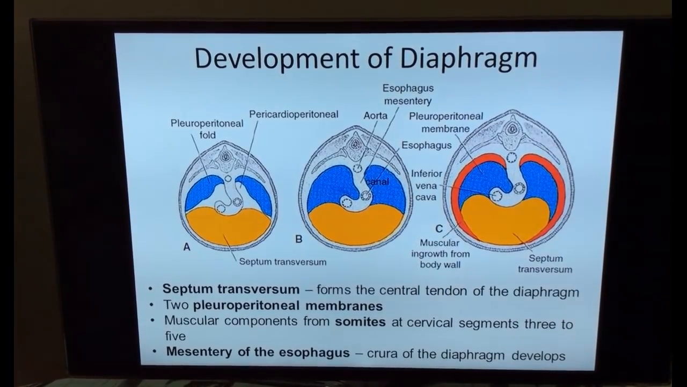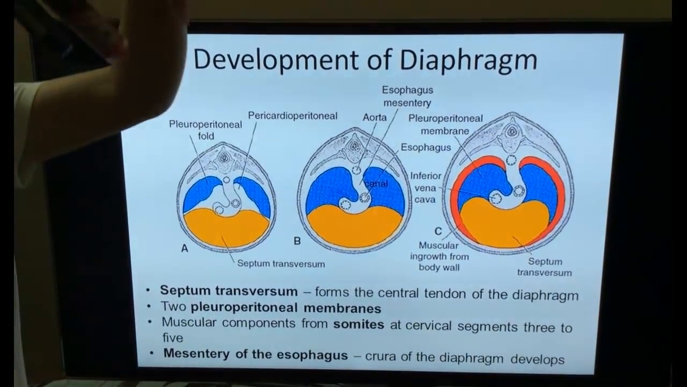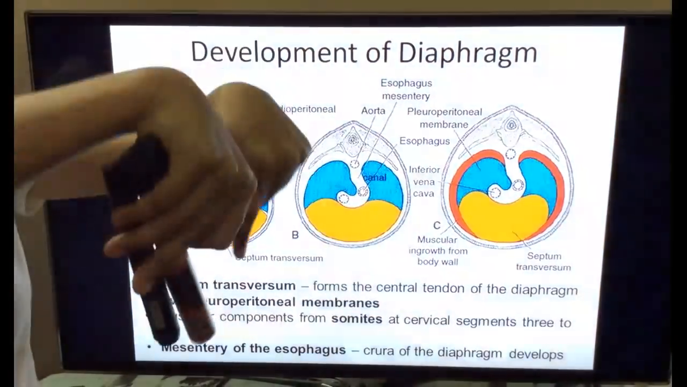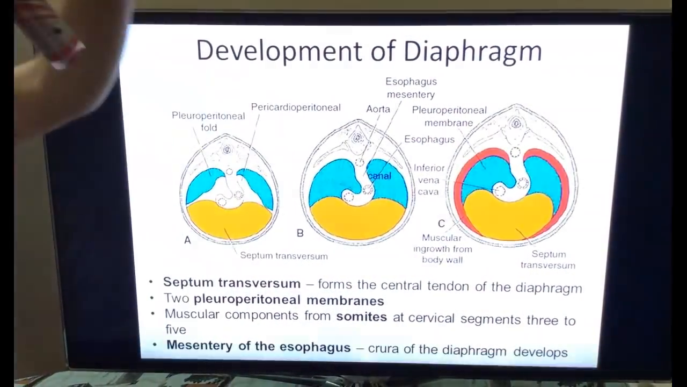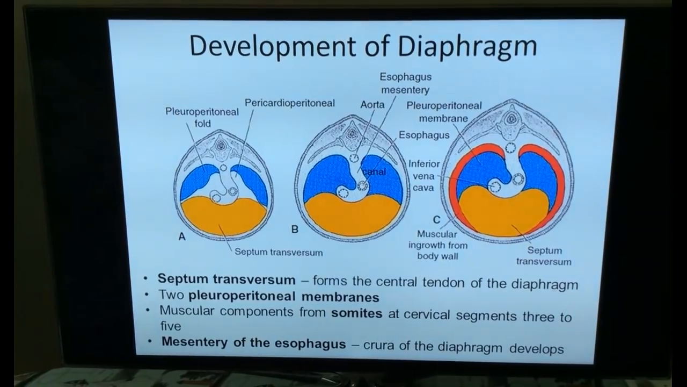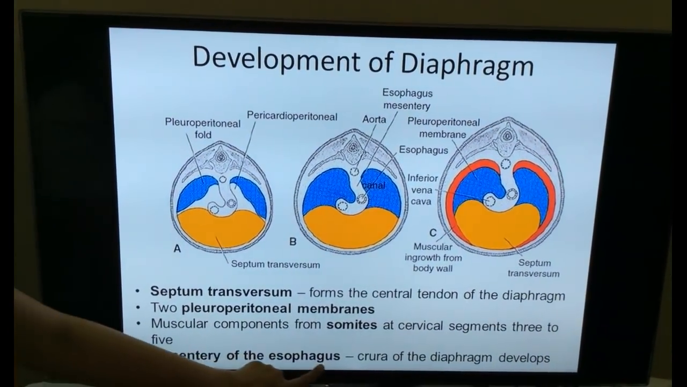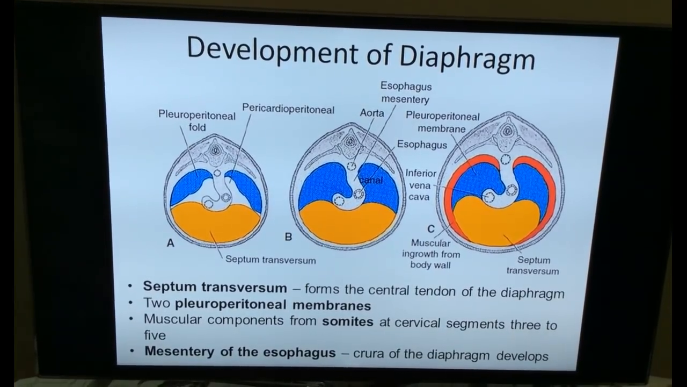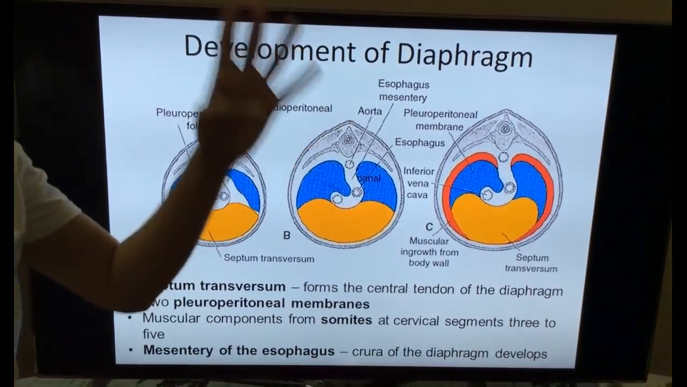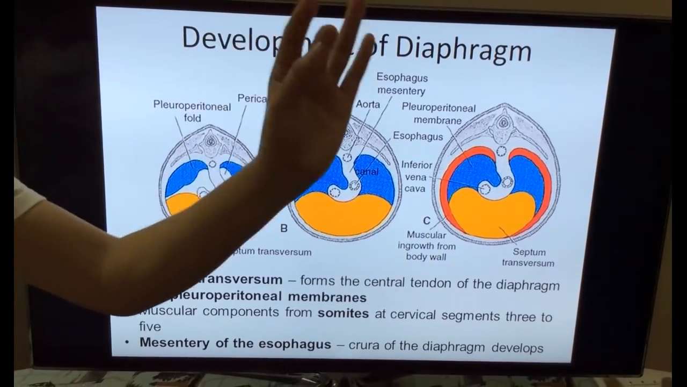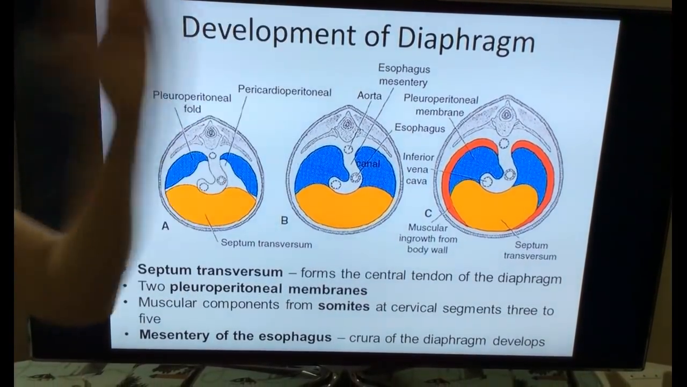Then you have also heard that the diaphragm has two legs which are attached to the vertebrae. These two legs are called crura. The crura develop from the mesentery of the esophagus. So you have to remember four components in the diaphragm: central tendon, membrane, muscular part and the crura.